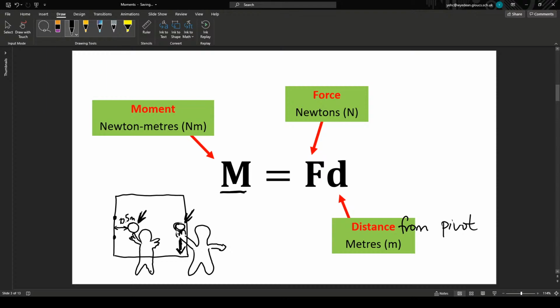And the reason why is because of the increased distance from the pivot. So there's two things that influence how big the moment is. It's the force, obviously, how much force you apply, and also how far away you are applying that force. How far away is that from that pivot point?